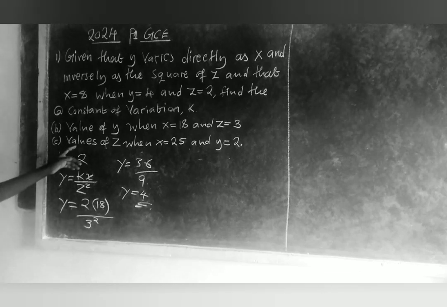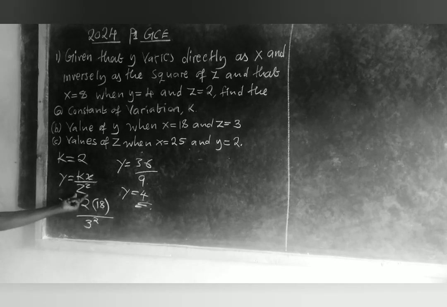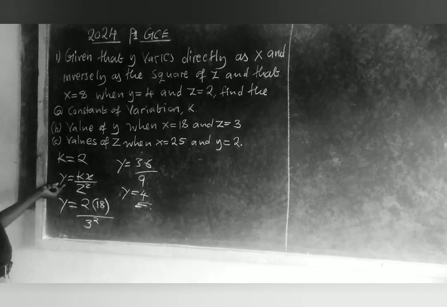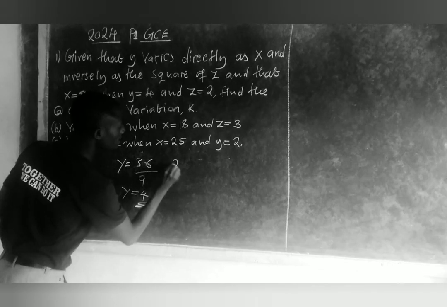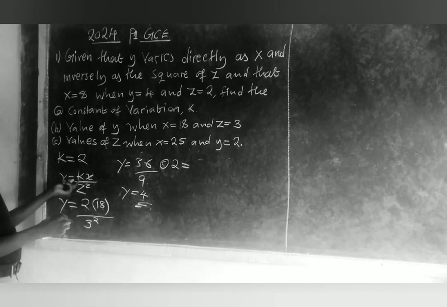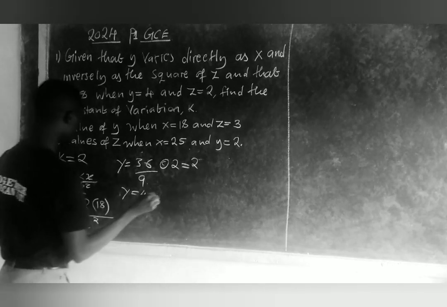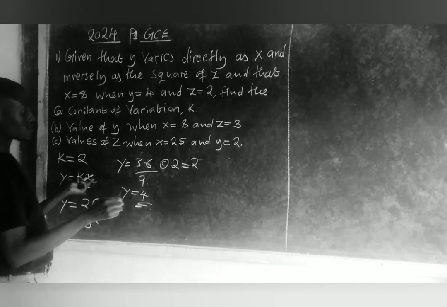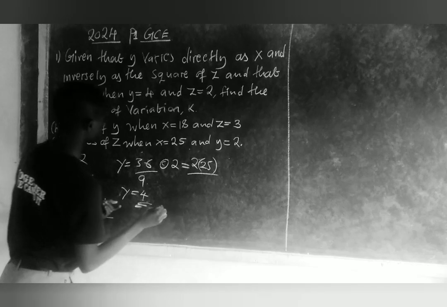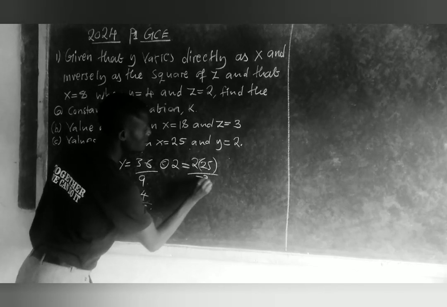Apart from that, we come to the last one. So the last one still will stick to the same formula which we have here. So we can say where there is y, we just have to replace with the 2. So we say 2 equals, we are answering C as usual, and then where there is k, we put a 2 here, where there is x, we put 25 out of z, that is squared.